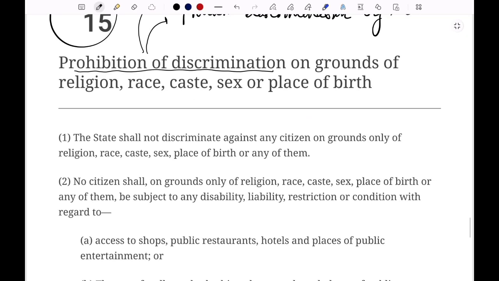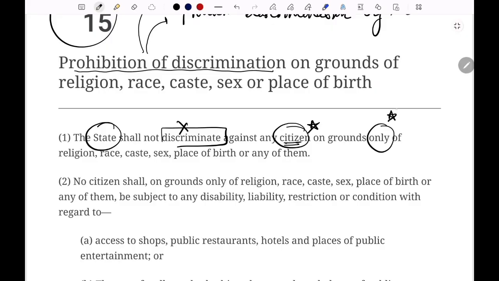Now article 15 clause 1 states that the state shall not discriminate against any citizen. So first of all, who? The state shall not discriminate against any citizen. So basically it was given to whom? It was given to citizens of India only. Then it was written that on grounds only of race, religion, caste, sex, place of birth, or any of them. That is only. You have to keep in mind the word only.